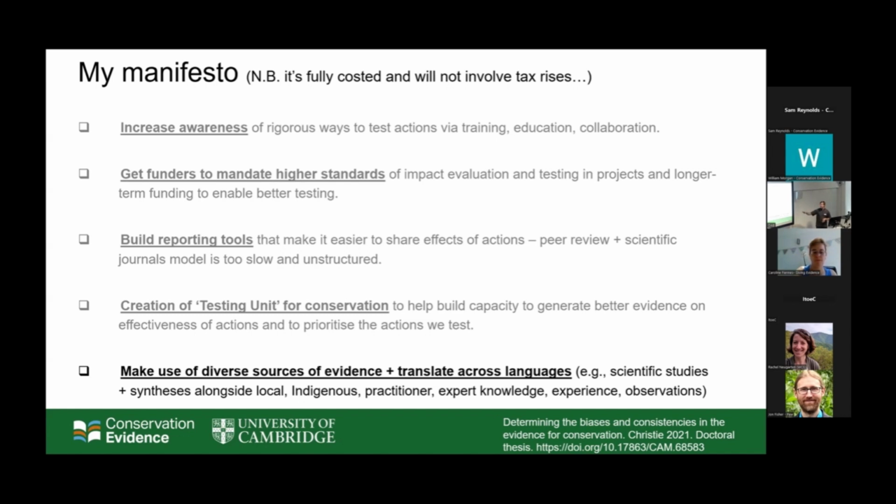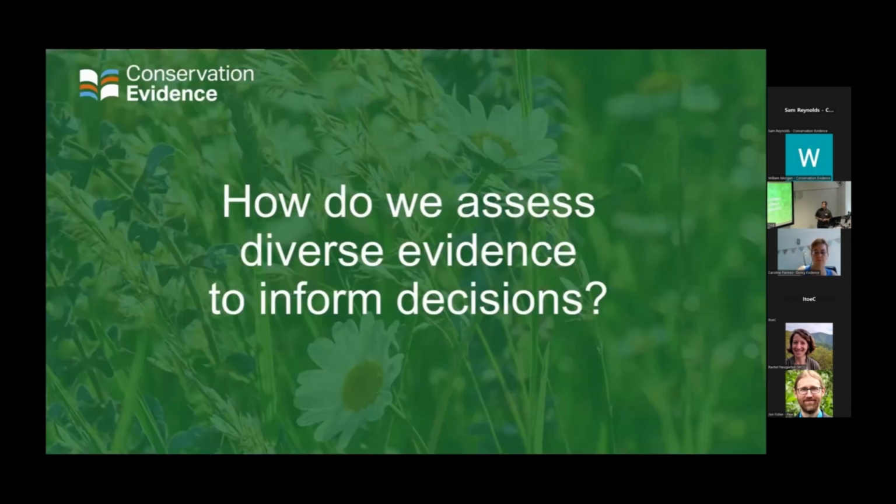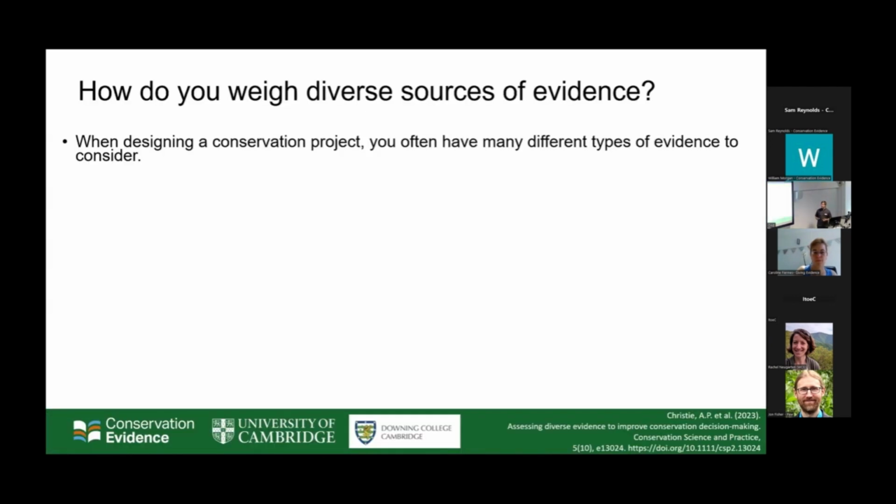I'm going to focus now on the last one of these. How do you make use of diverse sources of evidence to inform decisions? Because I think we've really got to make the best use of what we've got. And that means often when you're doing a project, you've got to bring together a lot of different types of evidence.